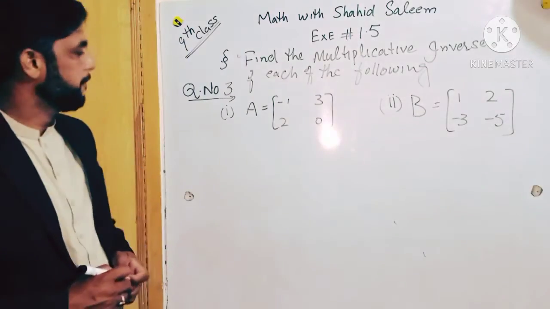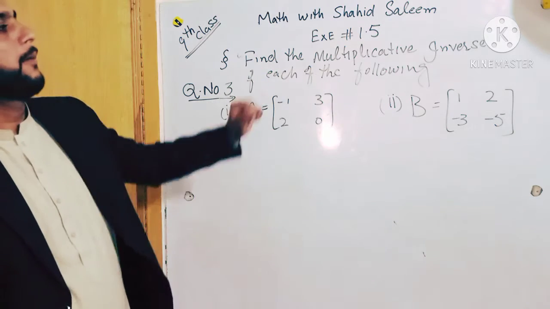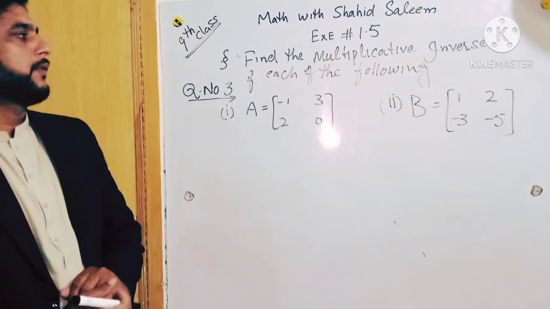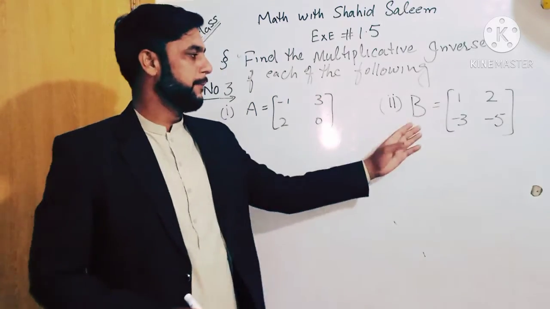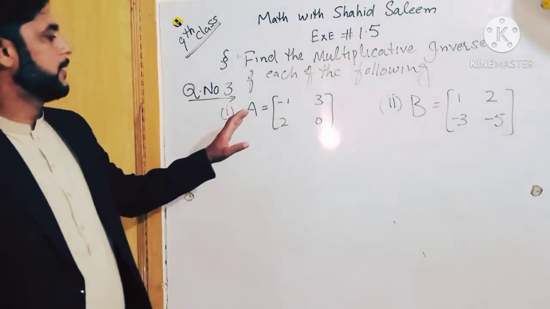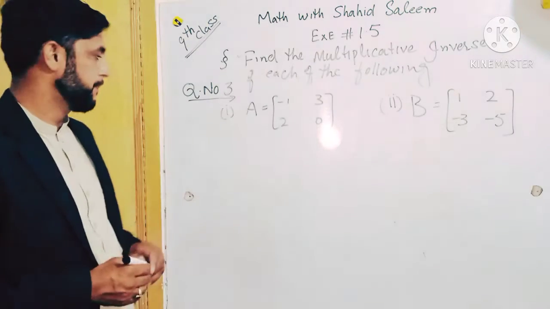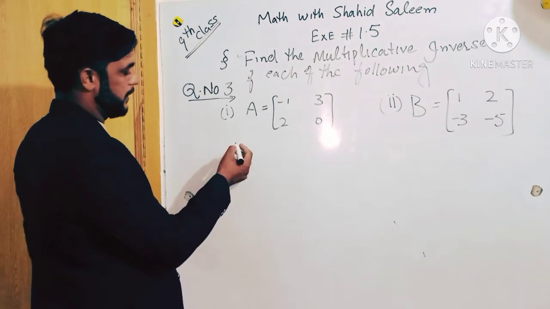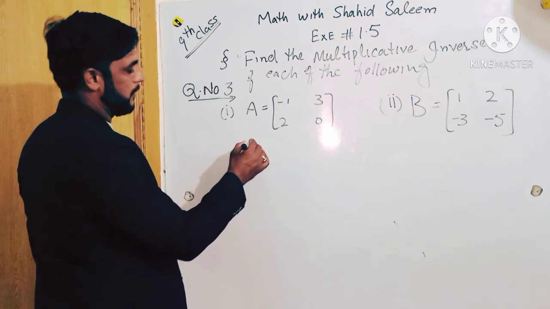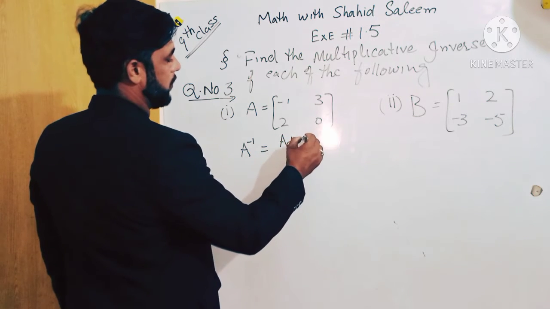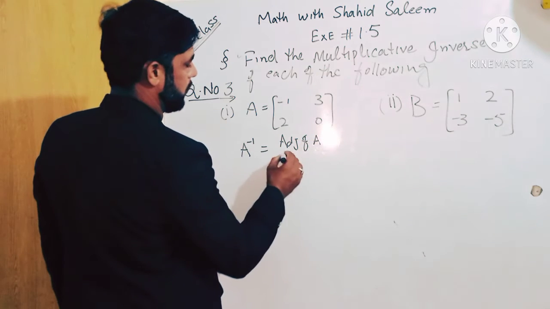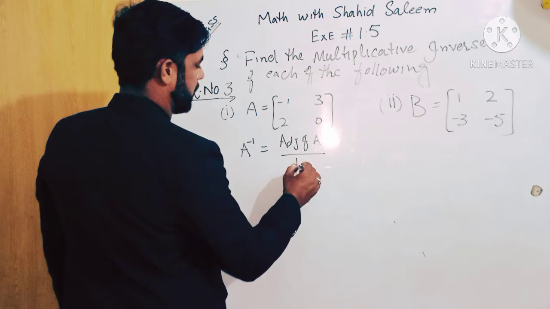Question number 3. Find the multiplicative inverse of each of the following matrices. Here we note two matrices A and B. First of all, we find the multiplicative inverse of A. We will write the formula first: A inverse equals adjoint of A over determinant of A.